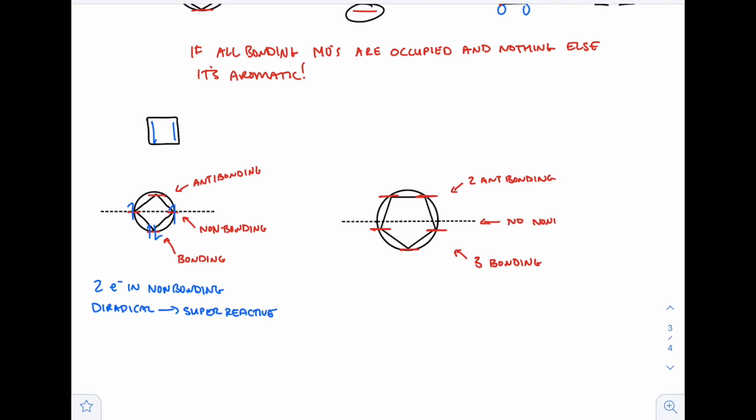And then we also have here, there's no non-bonding orbitals, and so we don't have to worry about that because the dotted line doesn't have anything on it. And that's going to be the case for a lot of rings. Not every ring is going to have them there, okay? So just keep that in mind.